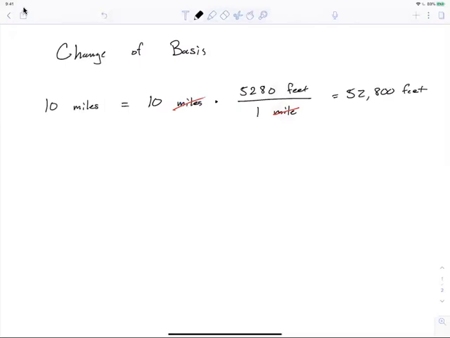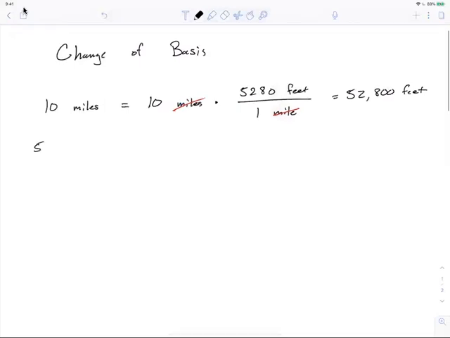And what's really nice about this type of analysis is it kind of works both ways. So for example, if you start with 52,800 feet and you ask how many miles that is, you can run the same game. You can start with that 52,800 feet and multiply by the conversion factor. The only difference now is we're going to flip the conversion factor. Instead of being feet per mile, we're going to use miles per feet.